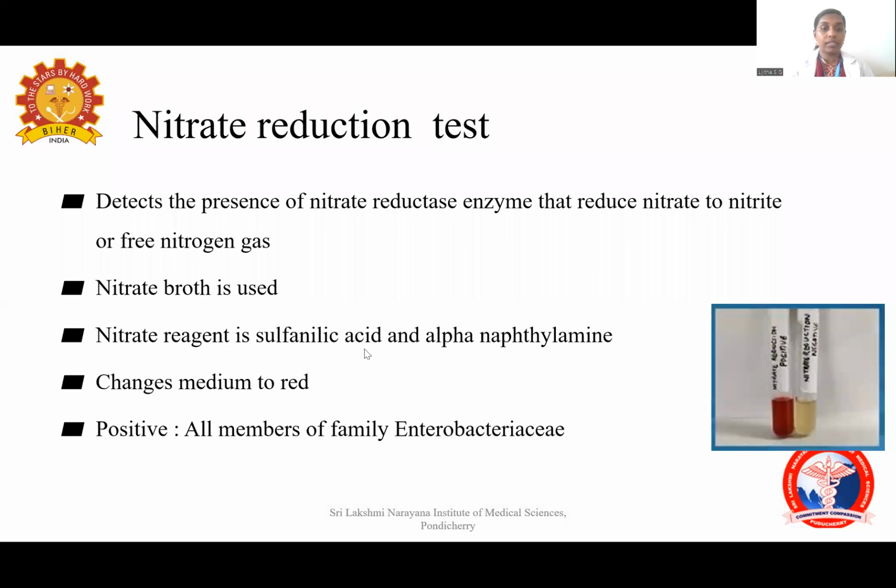The nitrate reagent is sulfanilic acid and alpha naphthylamine. We add this reagent, and if it is positive, the medium will change to a red color. This red color is a positive reaction. This is the negative reaction. For example, all the members of the family Enterobacteriaceae are nitrate test positive. That is, they will reduce nitrate to nitrite.